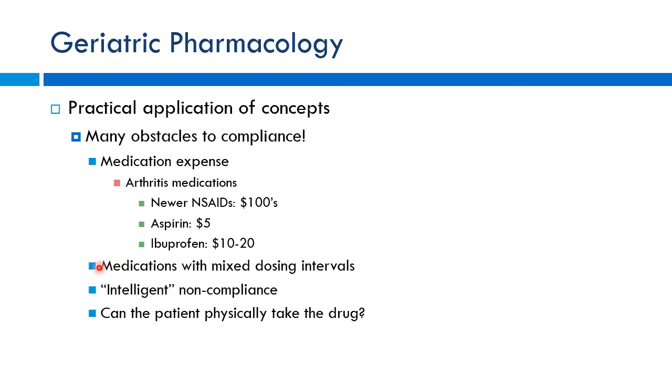If you can, try to get meds with the same dosing intervals, so that they're not taking one thing 3 times a day and one thing twice a day. If you can keep it all the same, that's going to be better. Watch out for that intelligent non-compliance. Anyone know what that means?